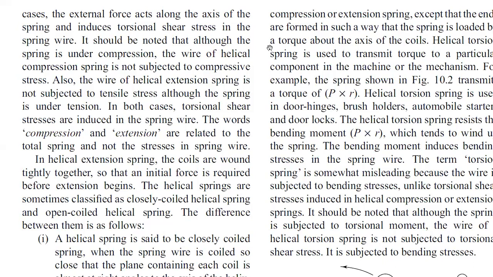It should be noted that although the spring is under compression, the wire of a helical compression spring is not subjected to compressive stress. Also, you need to consider this: the wire of a helical extension spring is not subjected to tensile stress, although the spring is under tension. So in both cases, what will happen? Torsion and shear stress are induced in the wire. And the words you are using in front of spring, like compression or extension, are related to the total spring and not the stresses in the wire, right?